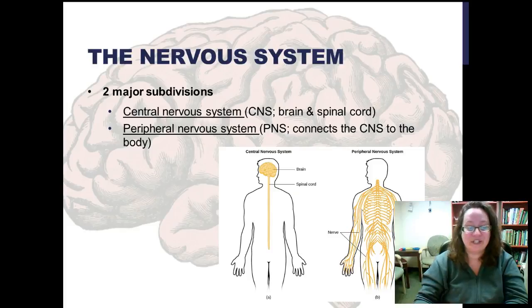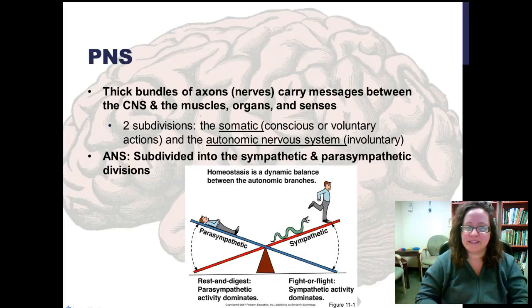And that will bring us into the nervous system. In our nervous system, we have two major subdivisions. So we'll talk about the central nervous system mostly, so we're going to talk about the brain quite a bit. Also the peripheral nervous system we'll talk about as it relates to stress and health. The peripheral nervous system, we've got bundles of axons, so we call these nerves, and they're going to help us carry messages between the central nervous system and the muscles, organs, and senses.